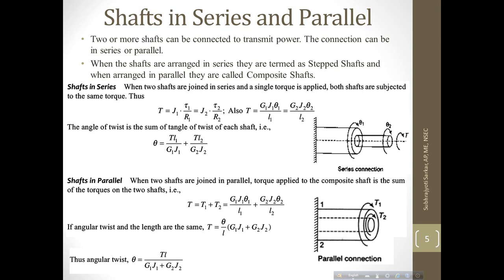As the value of J varies with R, the twist angle varies according to the shaft. So we can say that T is the same for both the shafts: T is equal to J1 tau 1 by R1 is equal to J2 tau 2 by R2. From the torsion equation we also know that T is equal to G1 J1 theta 1 by L1 is equal to G2 J2 theta 2 by L2. Combining these two, the total angle of twist is the sum of the angles of twist of each of the shafts.